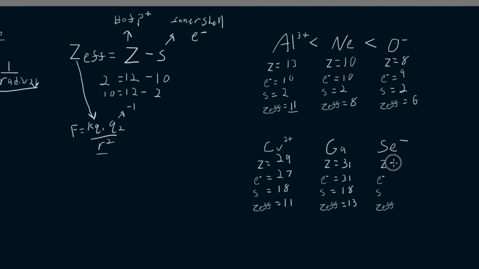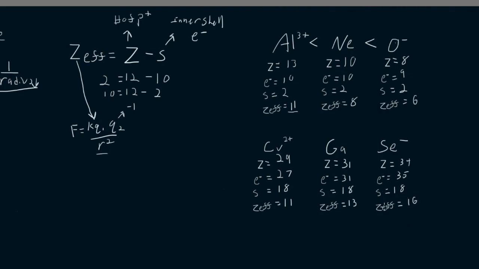Okay. And selenium, selenium's number of protons is going to be 34. And my number of electrons here, well, that's going to be 35. So it's got a charge of -1. So S, once again, they're all in the same row. So once again, it's going to have 18. 34 minus 18, it's going to be 16.